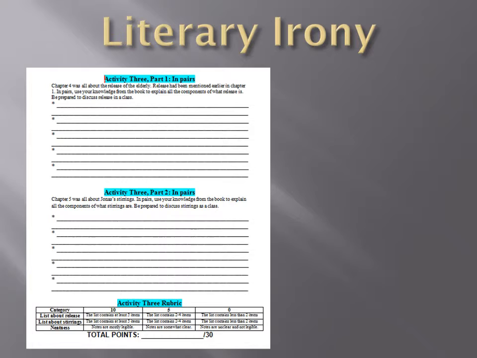After the review, we'd begin a discussion on literary irony and how it can be misleading. Students can participate in giving examples of ironic situations or terms that might not actually be what they appear to be. In this exercise, students can work in pairs to determine how the words release and stirrings are used in The Giver. They should follow the rubric for note-taking and glue this handout into their journal notebooks.